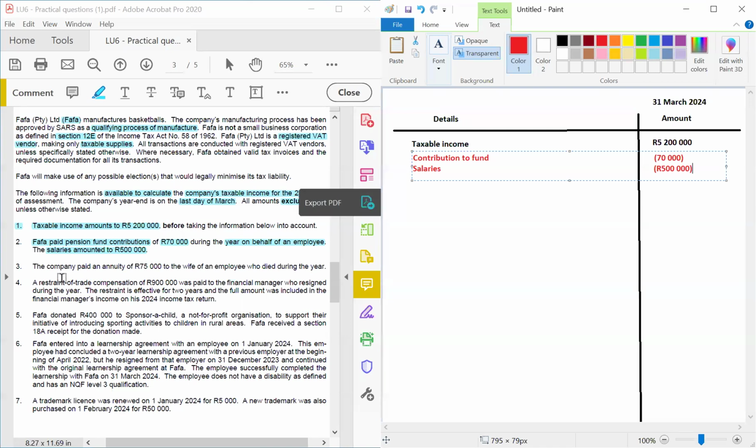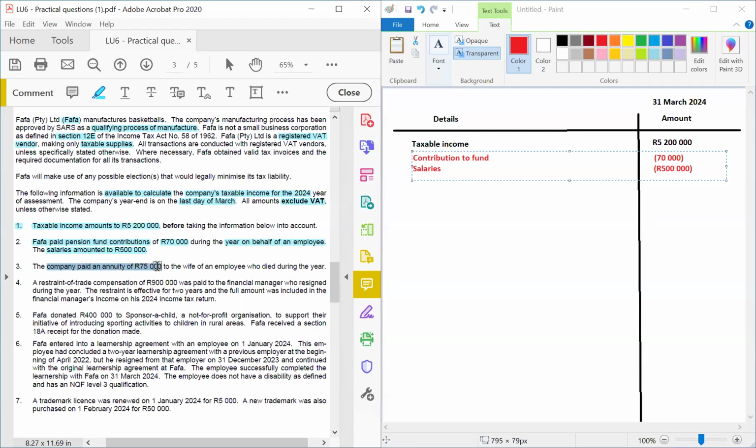Now, moving on to number 3. The company paid an annuity of 75,000 to the wife of an employee. Now, the biggest question that you should think is: am I incurring this amount for business purposes? That's the biggest question that you should ask yourself. Now, what do you think you should do? The company paid an annuity. We agree that the company paid, but is it for business purposes?